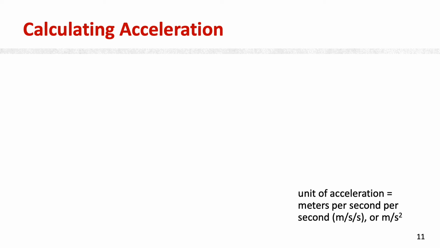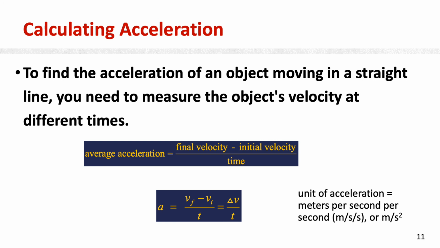How can we calculate acceleration? As we said in the beginning, to find the acceleration of an object moving in a straight line, you need to measure the object's velocity at different times. It is velocity over time.